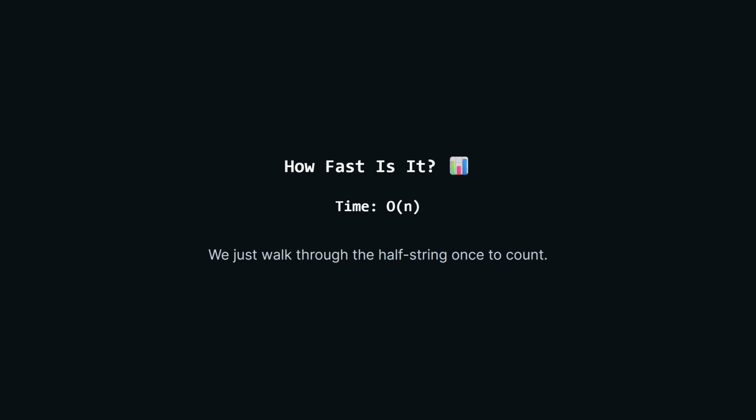So how fast is this counting method? The time complexity is big O of n. We just loop through half of the characters to count them, and then assemble the string. It scales completely linearly with the string size. The space complexity is practically big O of 1 constant space. Even if the string has a billion characters, our counting bucket array is always exactly 26 items long.